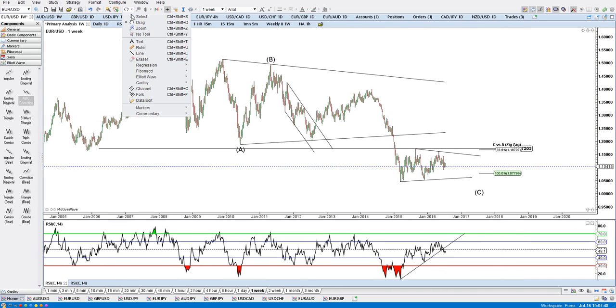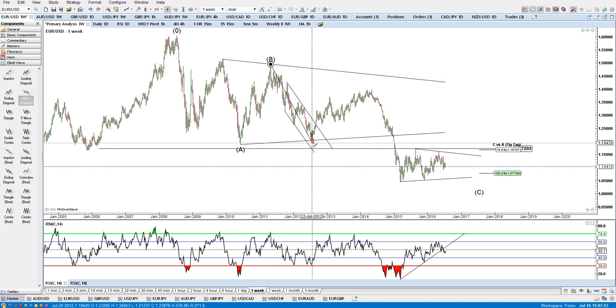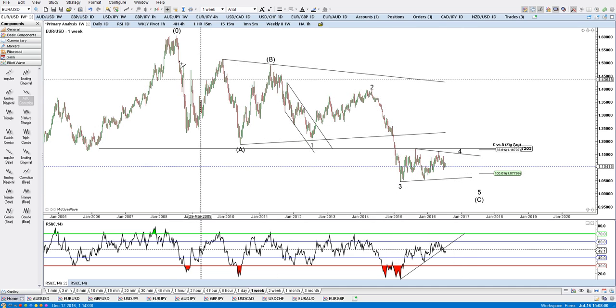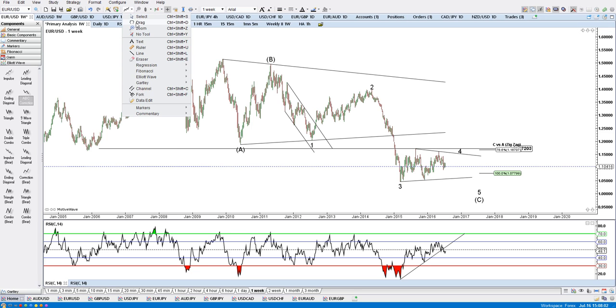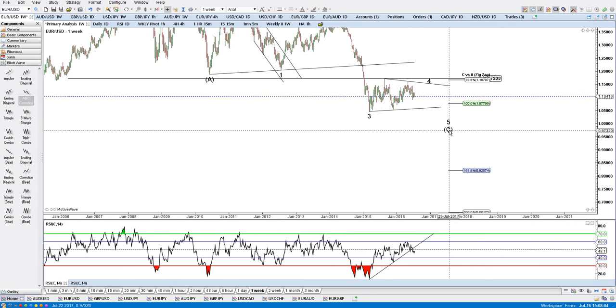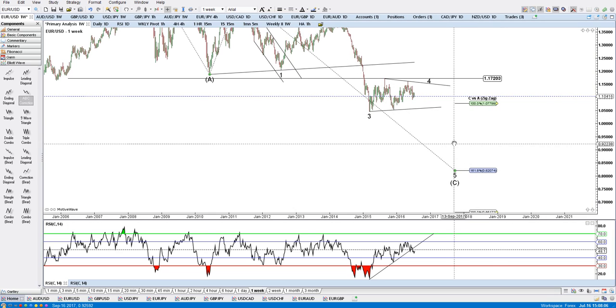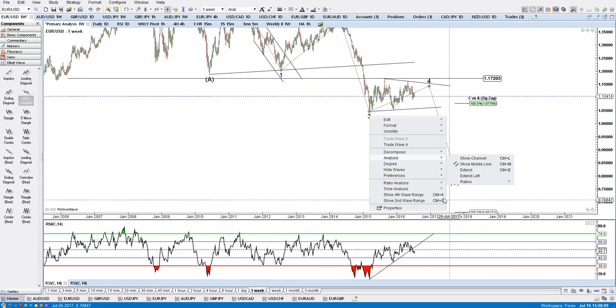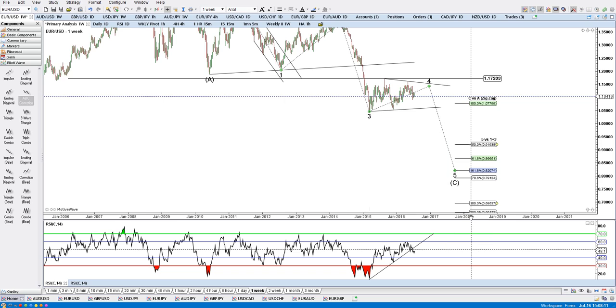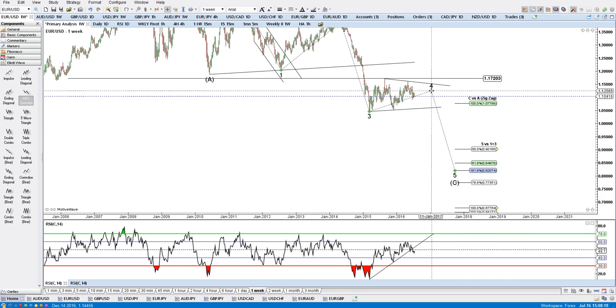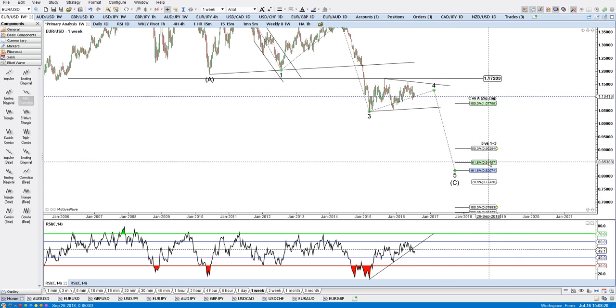And if we put an impulse on there, 1, 2, 3, 4, and then the 5. Just drag this down here and put the 5 versus 1 through 3, and you're about 86, 65, depending on, of course, where this fourth wave ends.